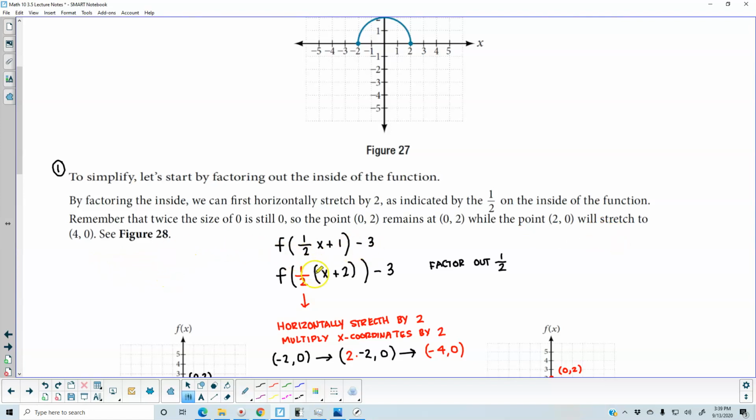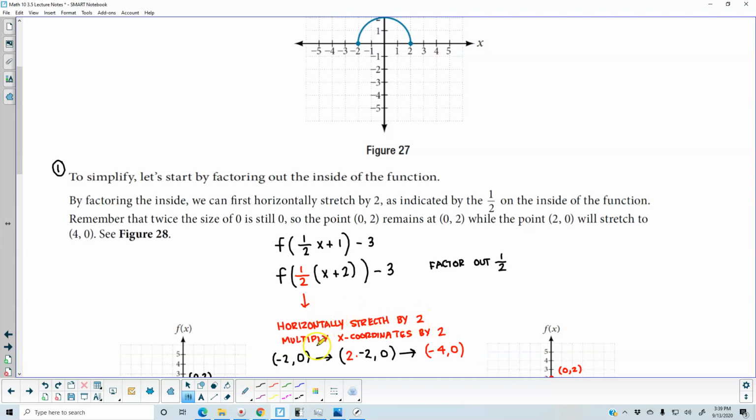So let's look at the factoring first. If we have 1/2 x plus 1, if we factor out 1/2, then what's left is x plus 2. And you want to look at this as, if you distribute 1/2 to both of these terms, how are you going to get the original? 1/2 times x gives us 1/2 x. 1/2 times 2 is going to give us 1, which is how we get f of 1/2 times x plus 2, minus 3, by factoring out the 1/2. So that means we're going to have to horizontally stretch by 2.